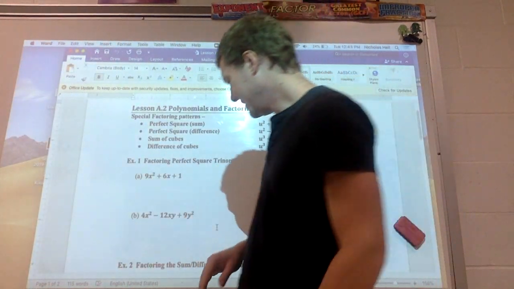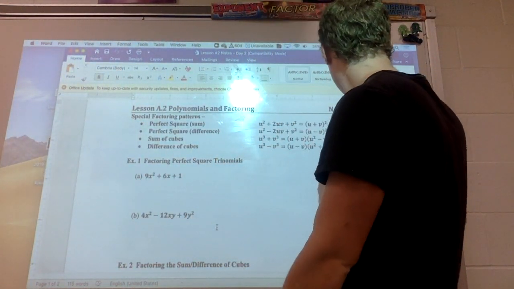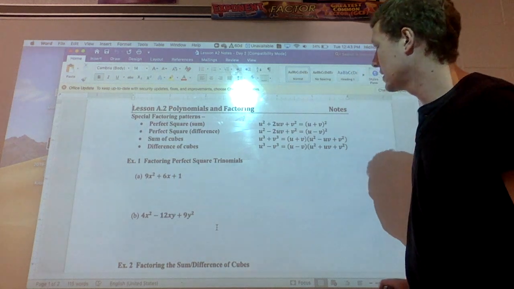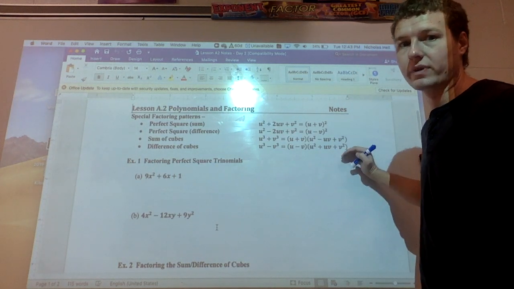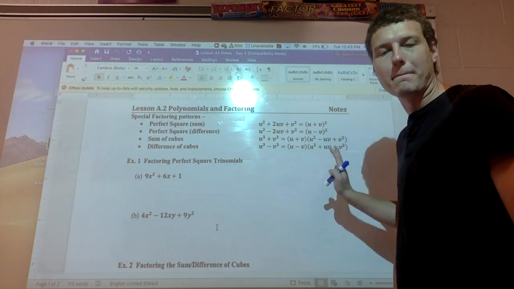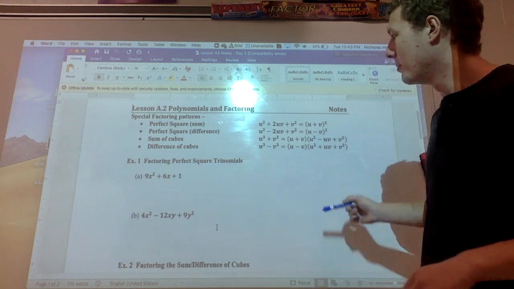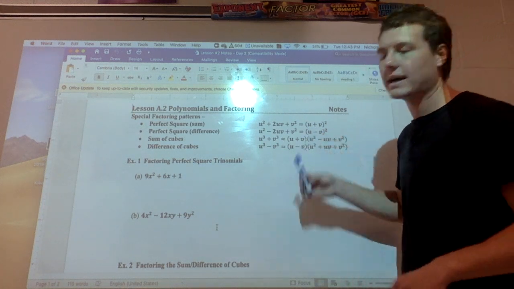Okay, another round of factoring. So you're going to want to really have these highlighted. Again, you don't have to memorize them. I'm not going to make you do that. But definitely know when and how to use these.